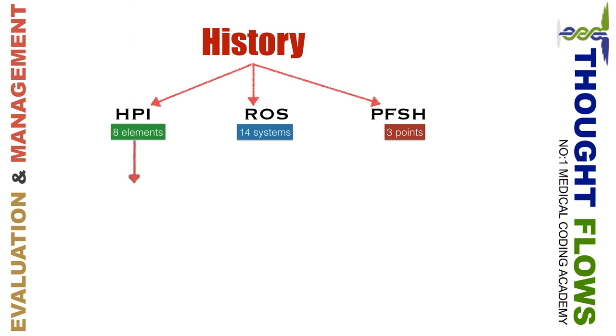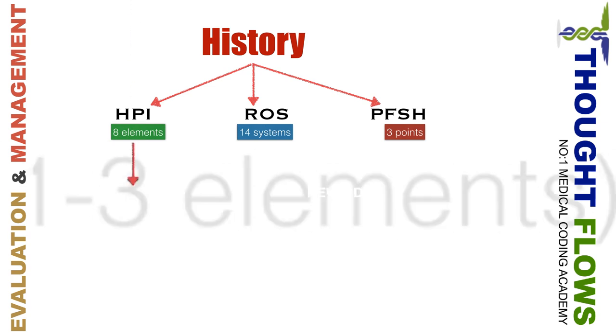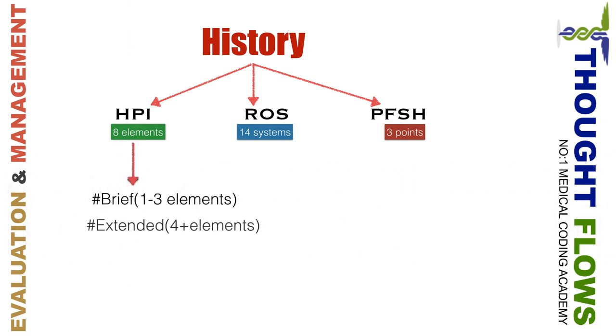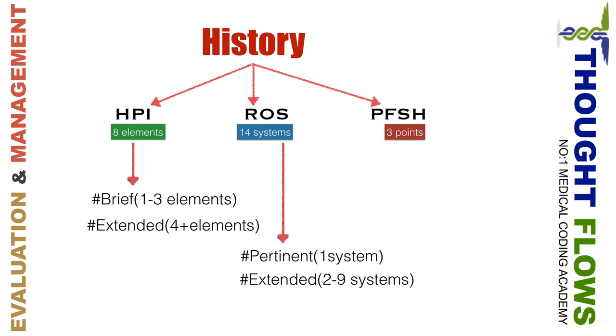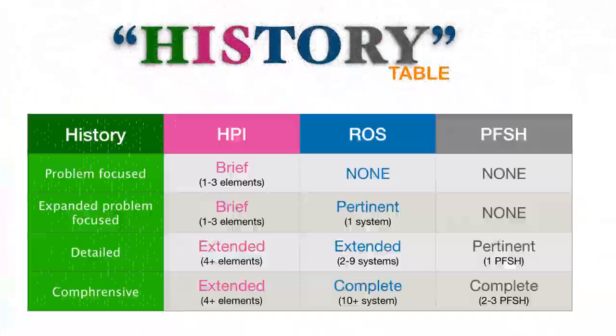As we can't take all the data, HPI is divided into how many parts? 2 parts, brief and extended. And ROS is divided into? Pertinent, extended and complete. Super. And PFSH is? Pertinent and complete. So all these three we have to club together and see in the history table. What do you check in the history table? We have to check whether 3 of 3 are matching or not. If not, we can go for down coding. Yes, exactly. Hope you got a clear idea about history in evaluation and management.